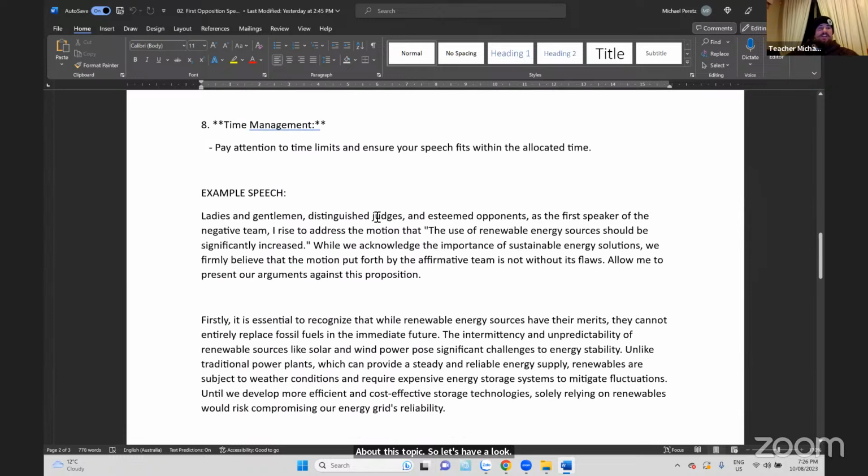So polite introduction here, being very obvious with which team we're on, what speaker we are, and what we're here to do. So as the first speaker of the negative team, I rise to address the motion, and they state the motion. And remember when it said that we need to consider the other team's point of view. So while we acknowledge the importance of sustainable energy solutions, we firmly believe that the motion put forth by the affirmative team is not without its flaws. So we're saying, yeah, they have a good point of view, but we don't think they've thought it through entirely. And here's some reasons why.